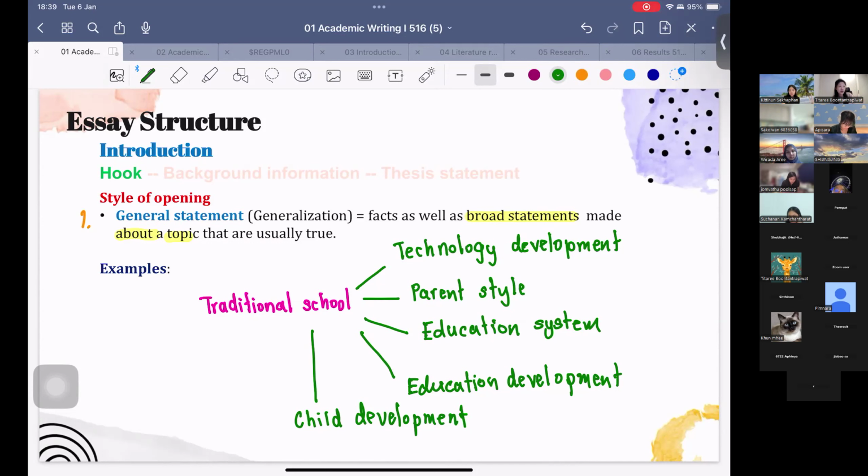There are other things as well that you can mention. This is just examples that I came up with. You can talk about the learning preference of a child, or child's development, I already wrote that, or raising kids or something like that. You can start with that as well, because at the end of the day, I think you can link all of those things to traditional school. That would be the first way to start the introduction.